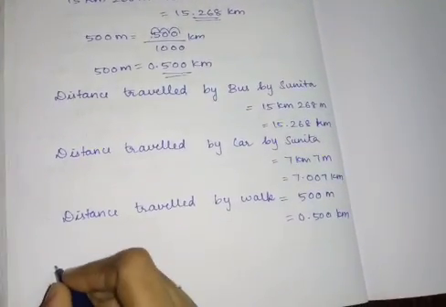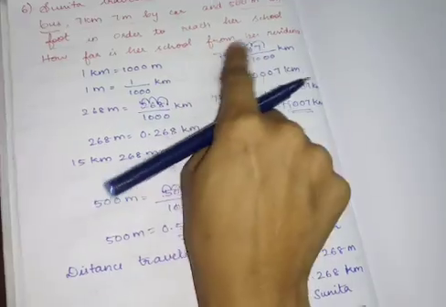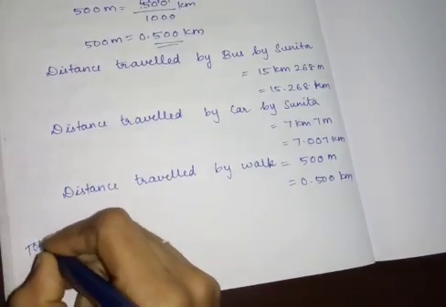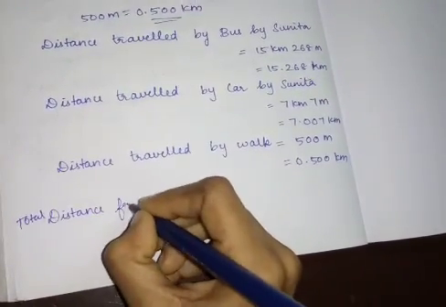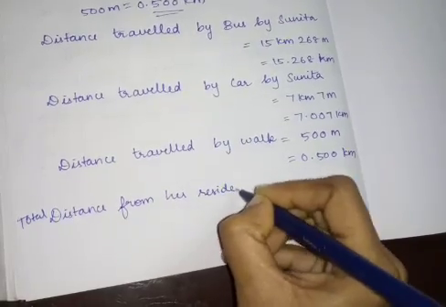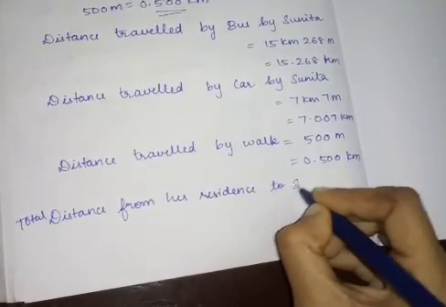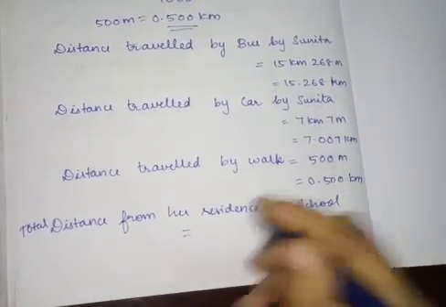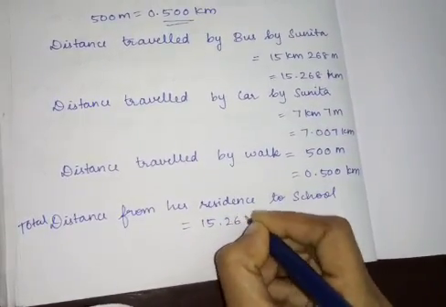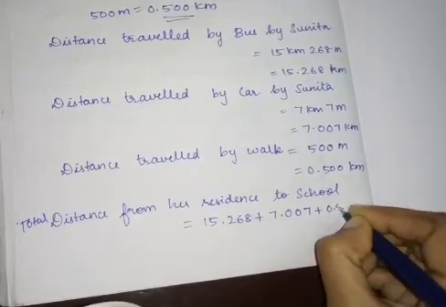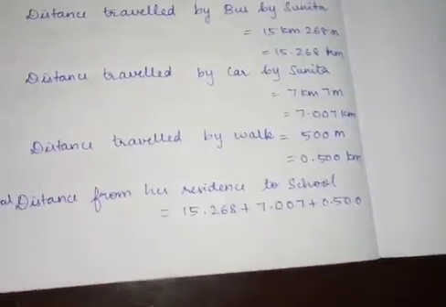Now how far is her school from her residence? What is the total distance from her residence to school? Just add all the three values. 15.268 plus 7.007 plus 0.500.